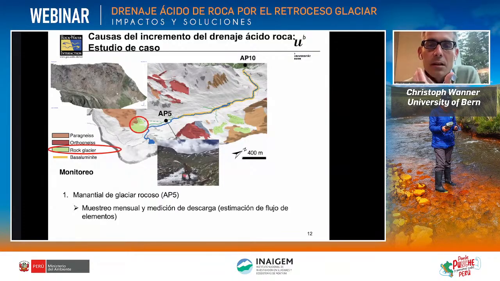And it turned out that monitoring fluxes tells us more about the process here at the origin in the rock glacier, because fluxes are not affected by dilution with rainwater or snowmelt. So that's why we continuously monitor the flux as well. And then we do the same here further downstream, about 5 kilometers downstream.